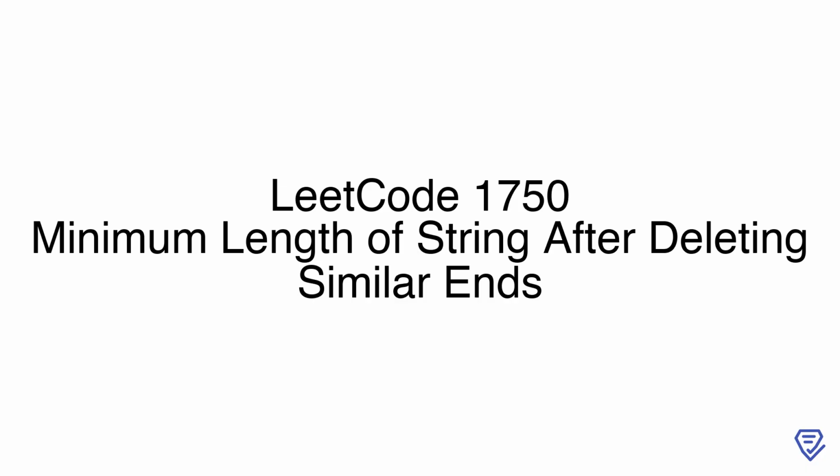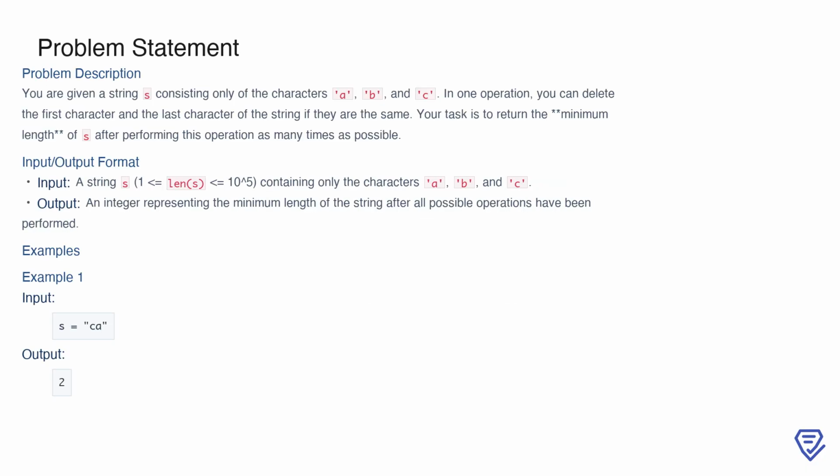Let's get started. In this problem, we are given a string S that consists of only three possible characters, A, B, and C. We can perform an operation where we delete both the first and last characters of the string, but only if they are the same. The goal is to determine the minimum length of the string after we have performed as many of these operations as possible.